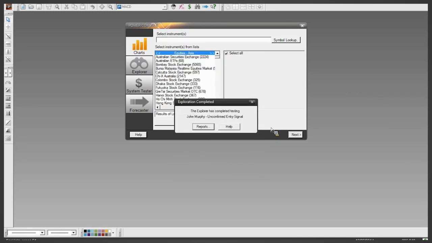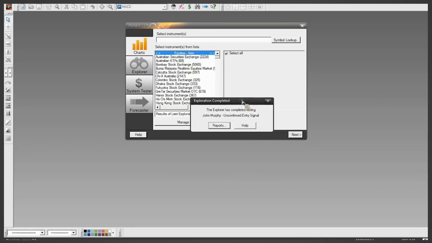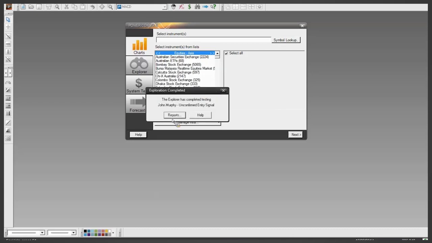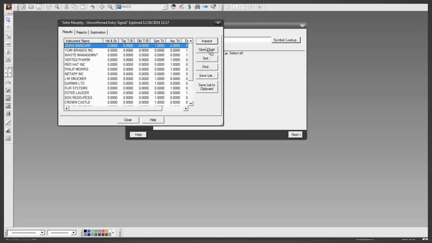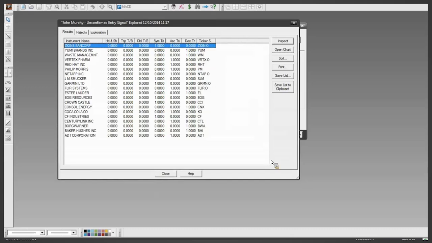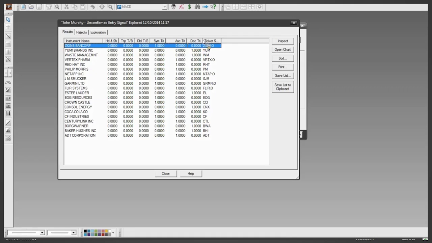All right, so already done. So this screen pops up, and we're going to go ahead and take a look at the reports. Now the next screen that you see here is the reports. Now these results, it came back with about 15 to 20 different instruments that came back with one of our patterns. Now what we're taking a look at here is the breakdown of the exploration and exactly what came back.